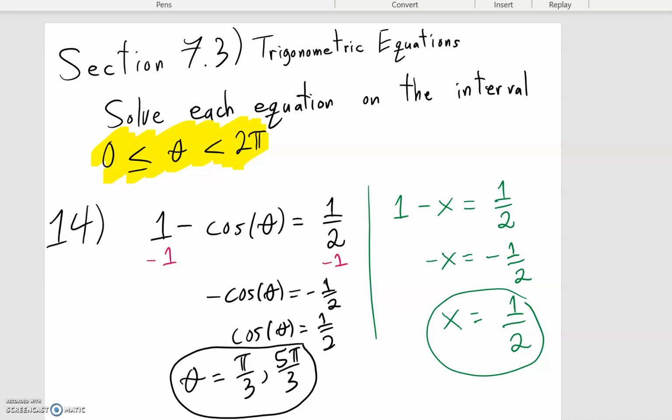Hi everyone, this is your introductory lecture video on section 7.3, trigonometric equations. A trigonometric equation is an equation that has a trigonometric function in it.